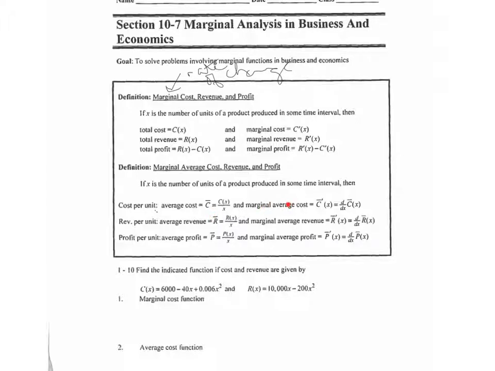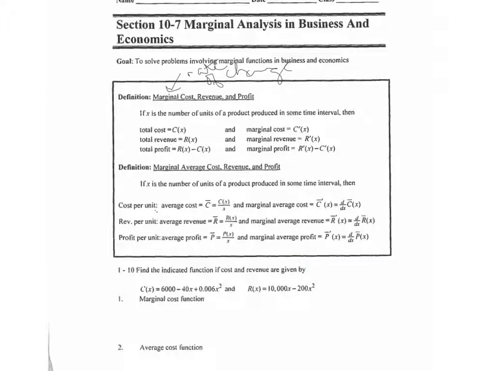And if you do that, you have to find the average cost first, then take the derivative of the average cost. Make sure, pay attention to the order these words are in. Marginal is telling you to take the derivative. It's going to be the derivative of whatever comes after it. So I've got to get the average cost first, then take the derivative. And the same is true for revenue and for profit.